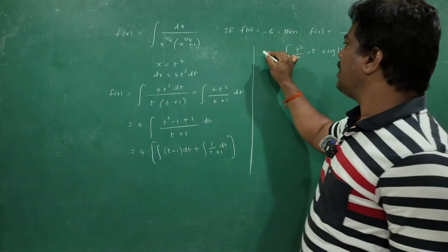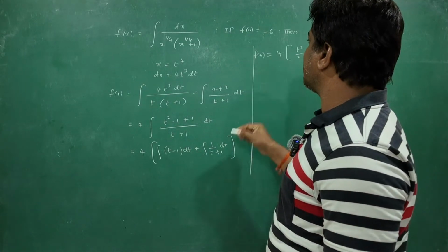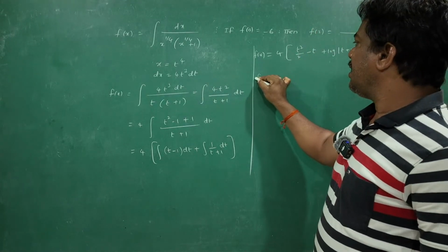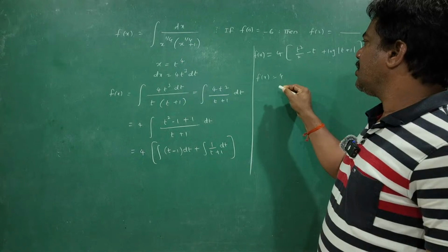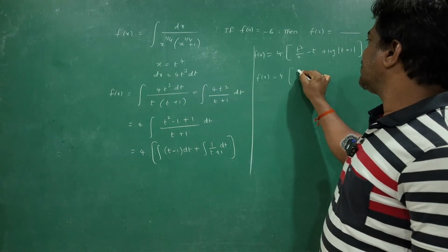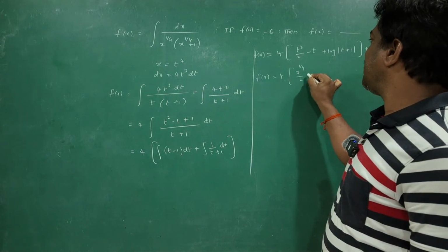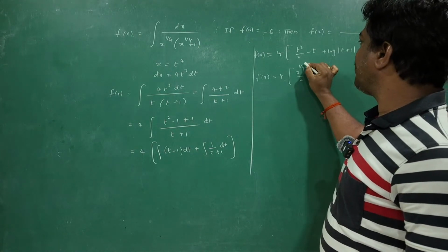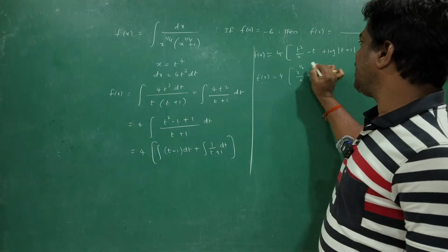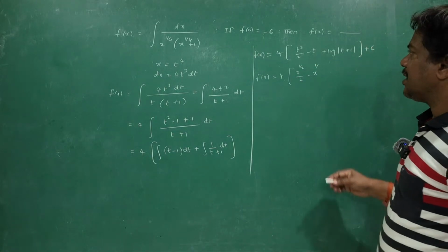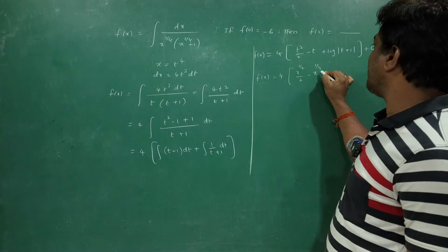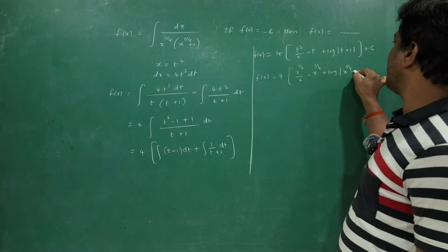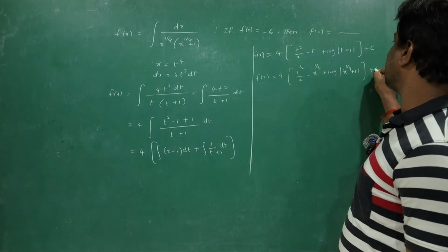This is clearly a function of x, and the value of t you have to write x power 1 by 4. So it is x power 1 by 4 divided by 2, minus x power 1 by 4 whole square, it is nothing but power 1 by 2. Next t is x power 1 by 4 here. Next log of modulus x power 1 by 4 plus 1 plus c.